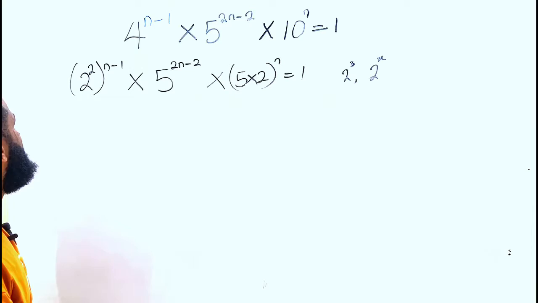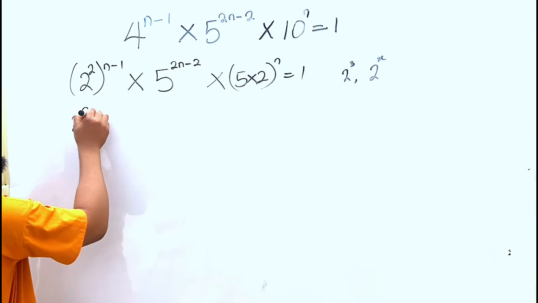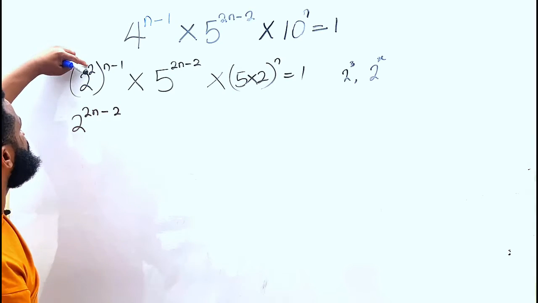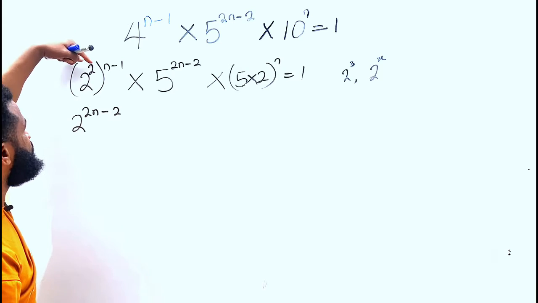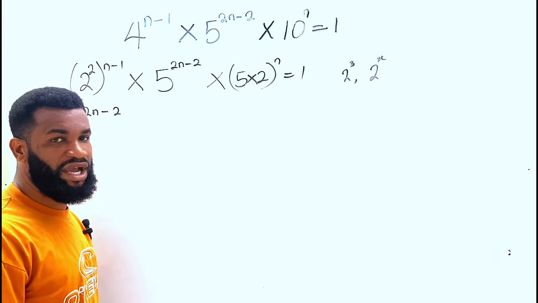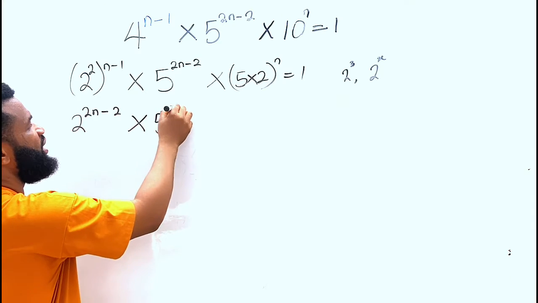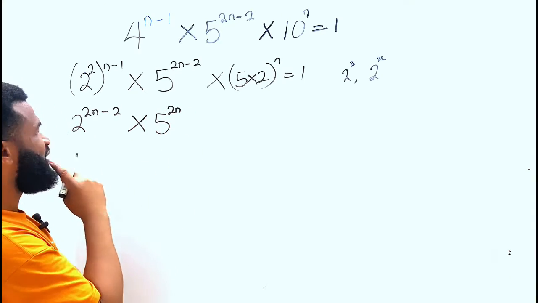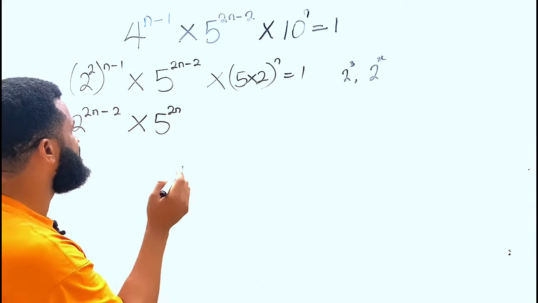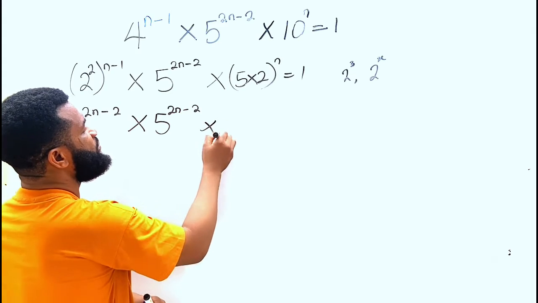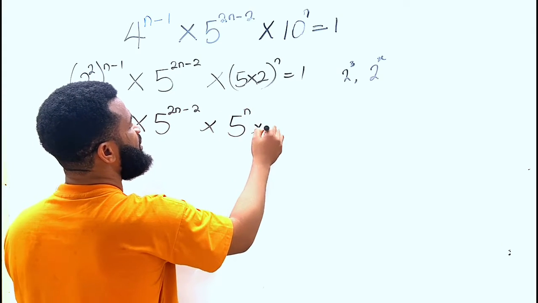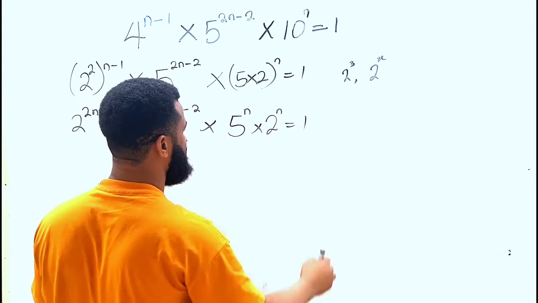Let's keep going. I'm going to have that this is 2 raised to power 2n minus 2, because 2 is multiplying n and also 2 is going to multiply minus 1. So this is times 5 raised to power 2n minus 2, times 5 raised to power n, times 2 raised to power n, equal to 1.